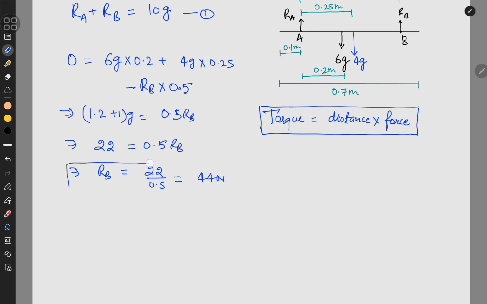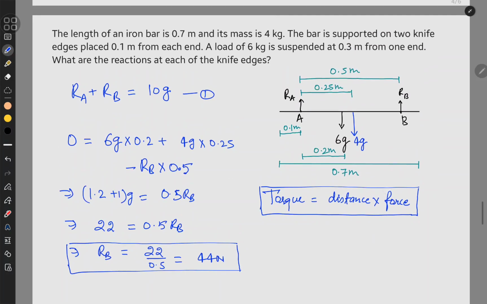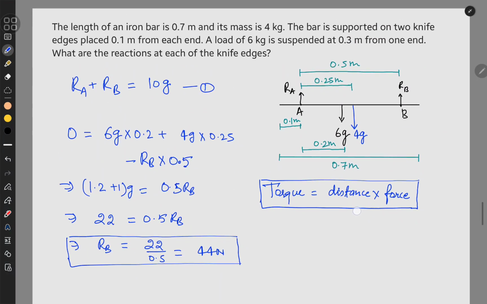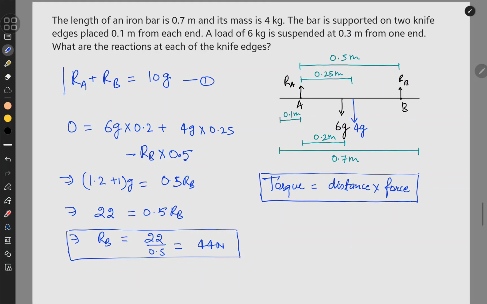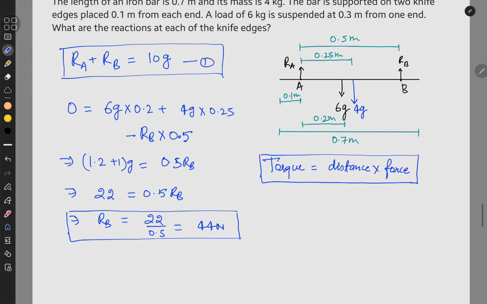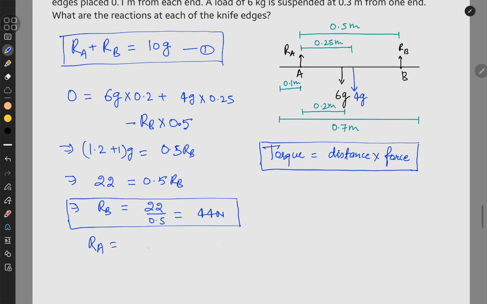So we have the reaction at edge B. Now at edge A, from equation 1, we can simply subtract the value of R subscript B from 10 times g, which means 100 minus 44 equals 56 Newton. So this is the value of the normal reaction at the point A.